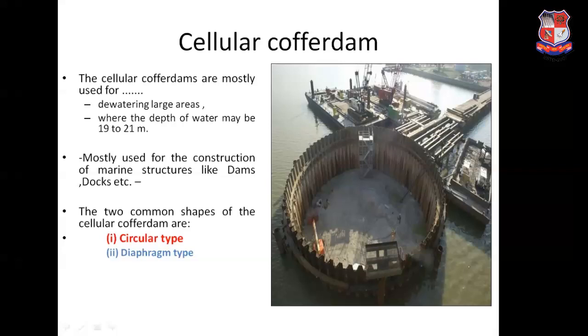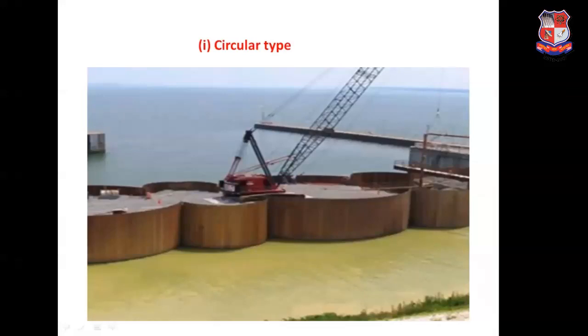It is mostly used for the construction of marine structures like dams, docks, harbors, jetties, like that. Means it is basically, we can say, for large scale construction work in the water body that we have to use this cellular cofferdam. So this cellular cofferdam is of 2 types. One is the circular type cellular cofferdam, and second one is the diaphragm type cellular cofferdam. First we will see the circular type cofferdam. This is one small figure of the circular type cellular cofferdam.